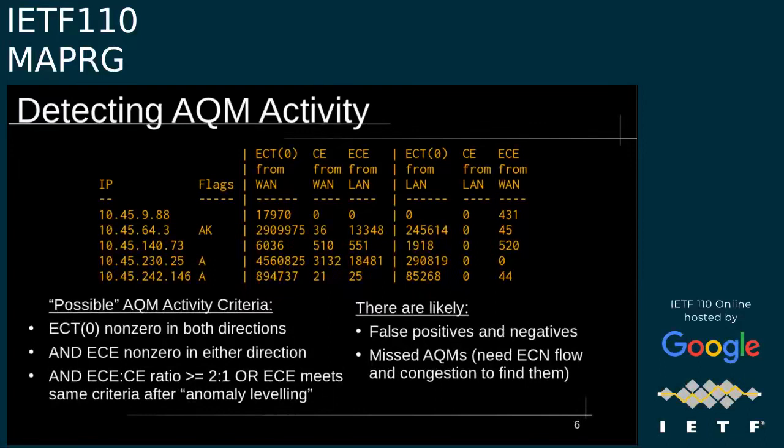The detection isn't perfect, so there may be false positives and negatives, but we can also say that we likely miss some AQMs because we need both ECN flows and congestion to find them. And as we'll see on the next slide, that doesn't appear to be that easy.